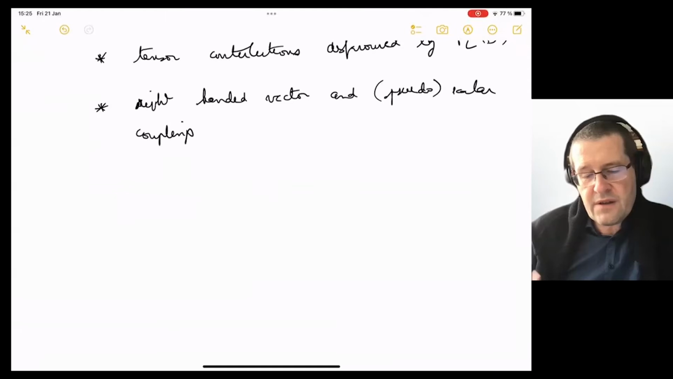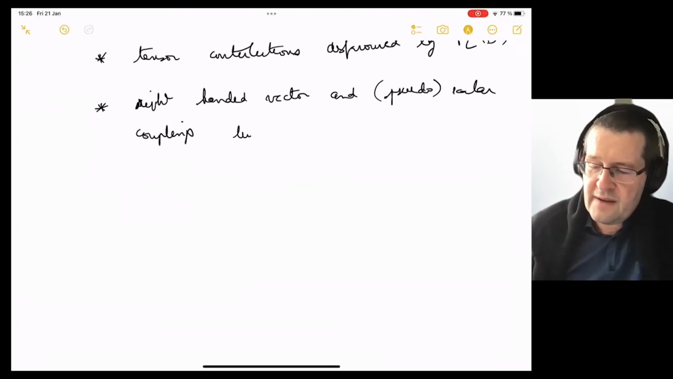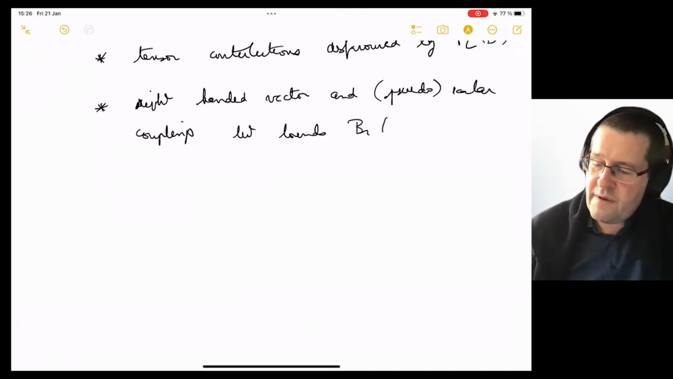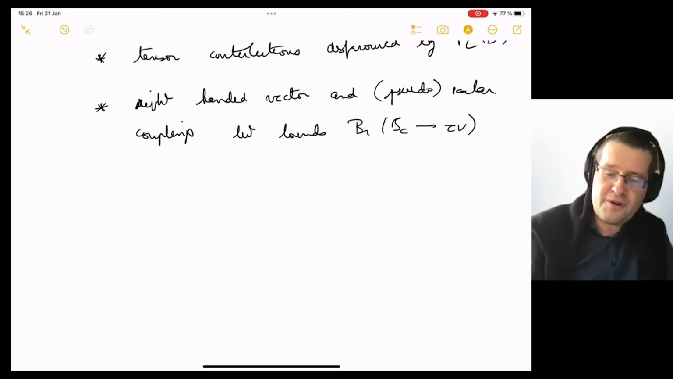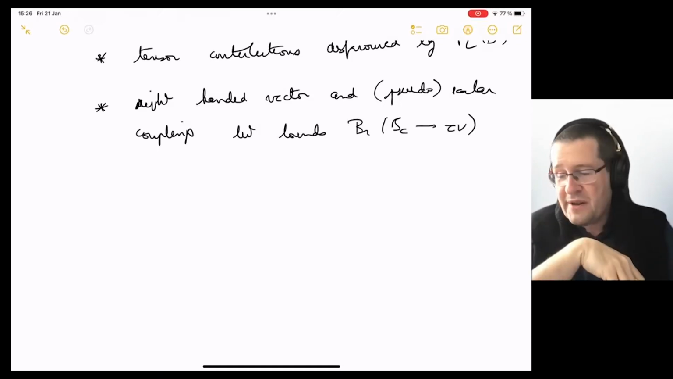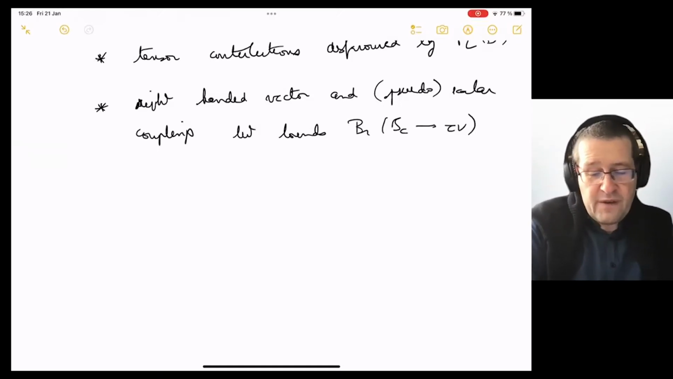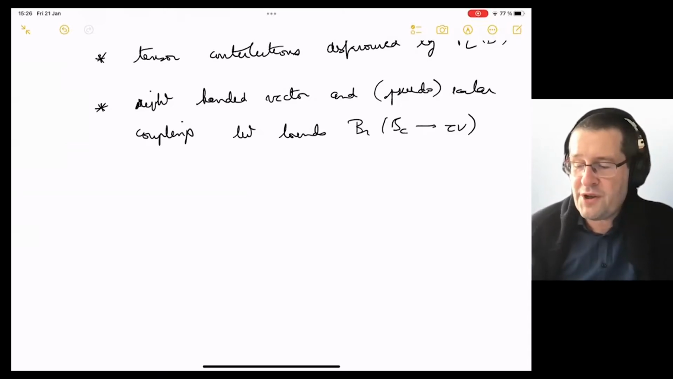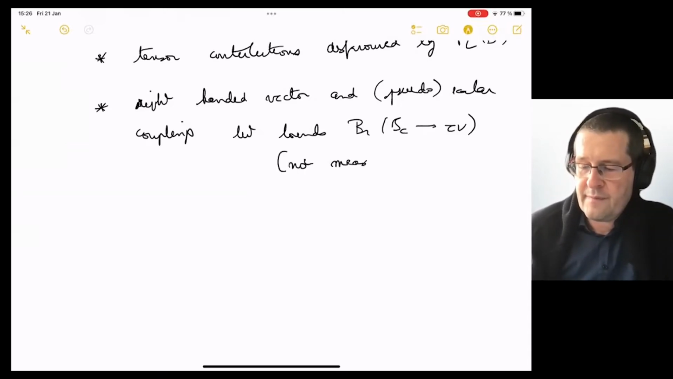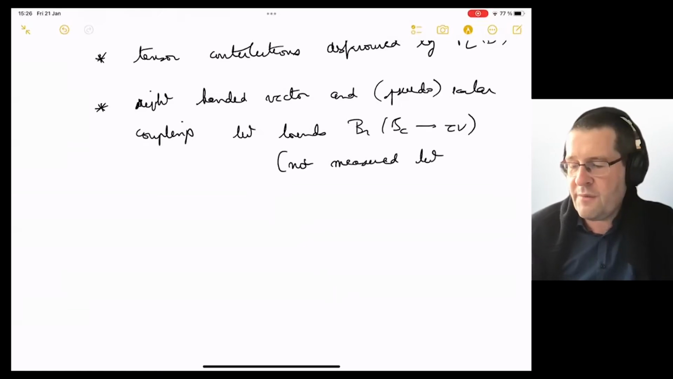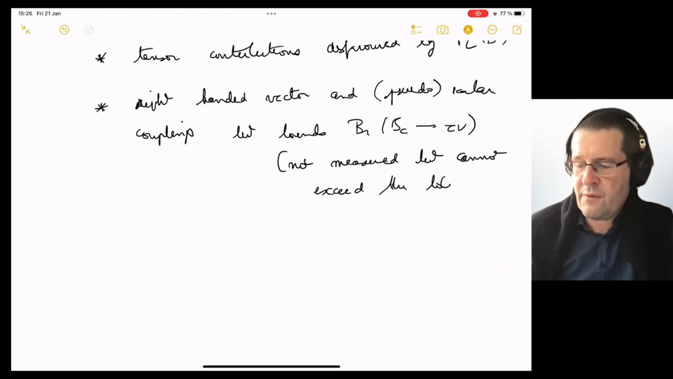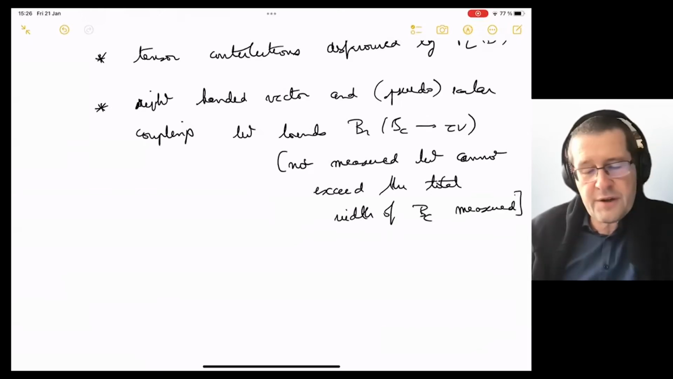And so that means that you will face actually the bounds that come from something which is not actually measured, which might sound a bit contradictory. It's B_c to tau nu. Why is that? It's because it has not been measured, but it cannot exceed the total width of the B_c, which has been measured. In other words, the branching ratio cannot exceed 100%.